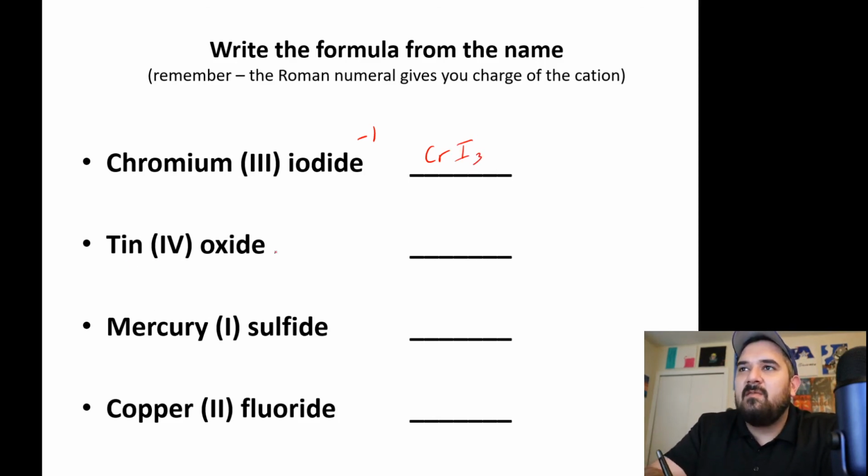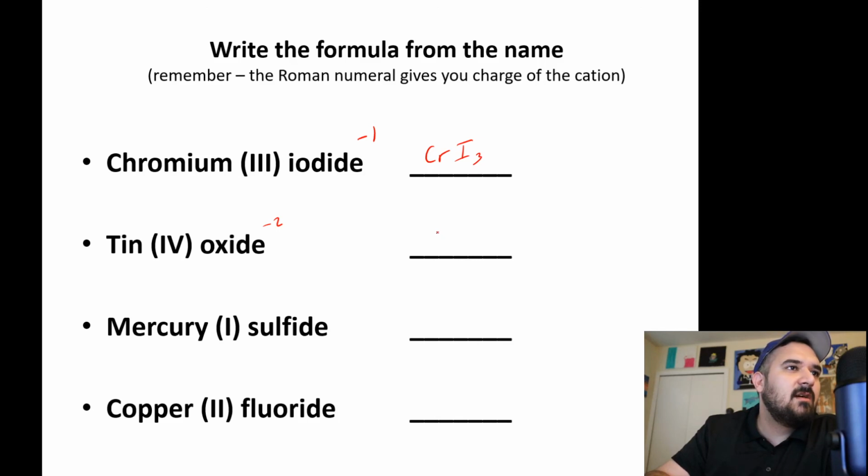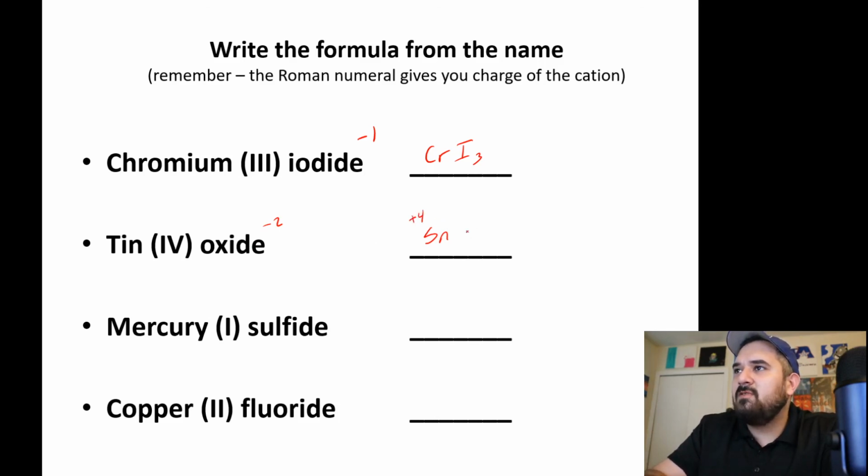All right, next one is tin 4 oxide. Oxygen has a -2 charge, and tin has a +4 charge, which means we're going to have 2 oxygens bonded to it. So tin is going to be, I always forget tin. Tin is Sn, which are my wife's initials. Tin, and it's got a +4 charge, which means we're going to have 2 oxygens bonded to it. So SnO2. And this doesn't need to be here.